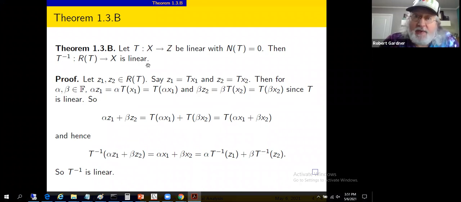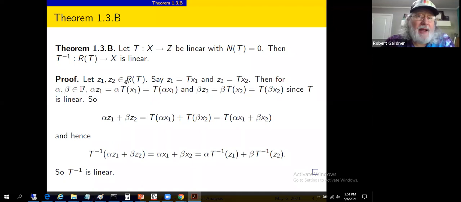All we know is the definition of T inverse. And we're good to go on the existence of that mapping, given that the null space of T equals 0. So let Z1 and Z2 be in the range of T. That's the domain of the T inverse function. Say Z1 equals T of X1 and Z2 equals T of X2. And that's how they got to be in the range, by equaling the image under T of something in X, say X1 and X2 respectively. And take yourself a couple of scalars, call them alpha and beta.